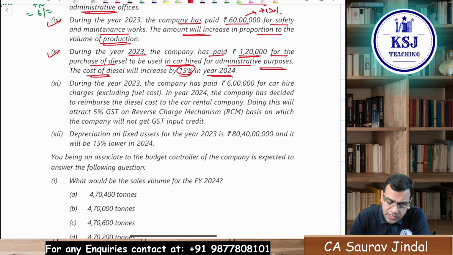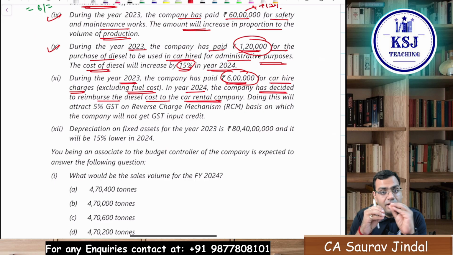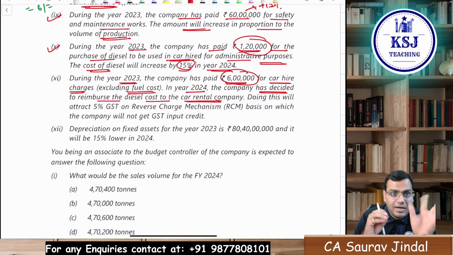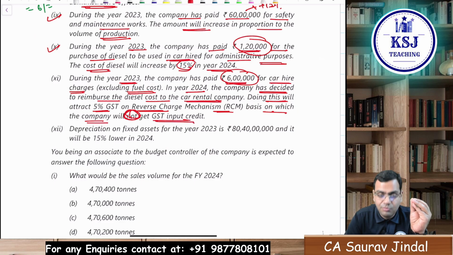During the year 2023, the company has paid 6 lakhs for the car hire charges excluding the fuel cost. Fuel cost is 1,20,000. Besides that, 6 lakh is paid as a rent for hiring the cars. In 2024, the company has decided to reimburse the diesel cost to the car rental company. Okay, the company has decided that we'll pay diesel cost also, we'll pay the car rental also, and doing this will attract 5% GST on the reverse charge mechanism, on which the company will not get GST input credit.